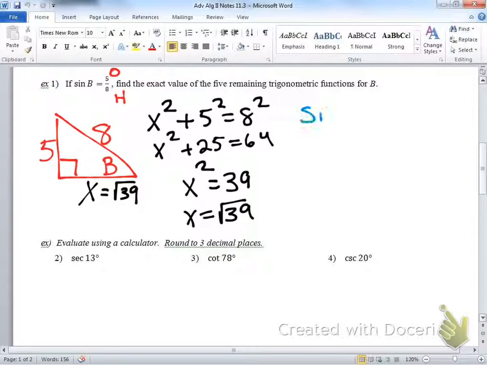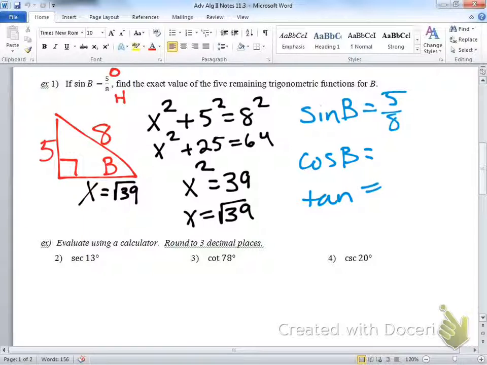I like to write all 6 of them together. So I'm going to rewrite the sine. Then I'm going to write the cosine, the tangent, the cosecant, the secant, and then the cotangent. Okay, let's do them in pairs. So if the sine of B is 5 over 8, what's the cosecant? 8 over 5. You just flip it. CSC.